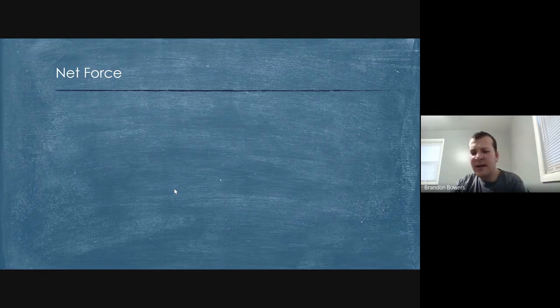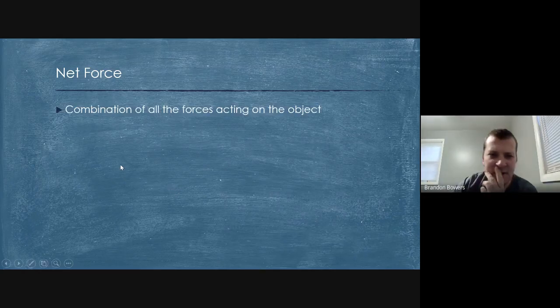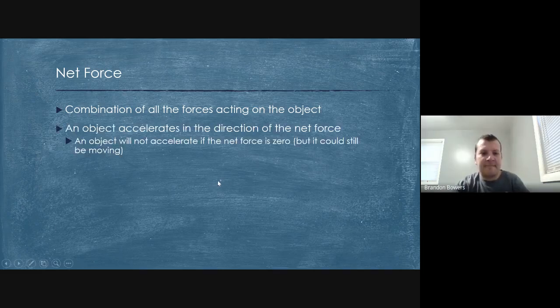All right, so net force. Now, net force is the combination of forces. You don't have to write this down, but it's a combination of forces. You might have two forces acting on an object. For example, let's say you have a pencil and you have it in one hand and in the other hand, and you're pushing in on both sides. That's a net force. You're having two forces acting on it. And an object accelerates in the direction of the net force.